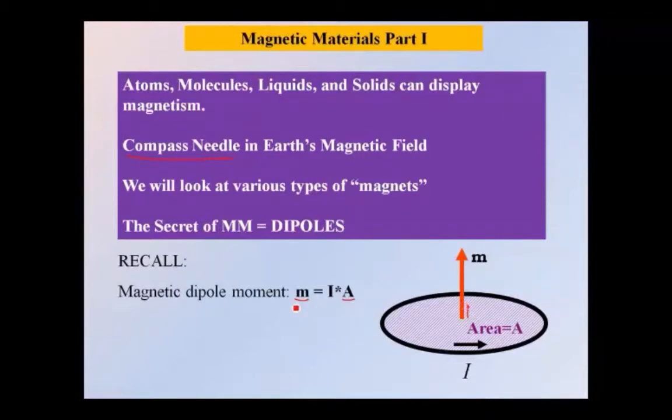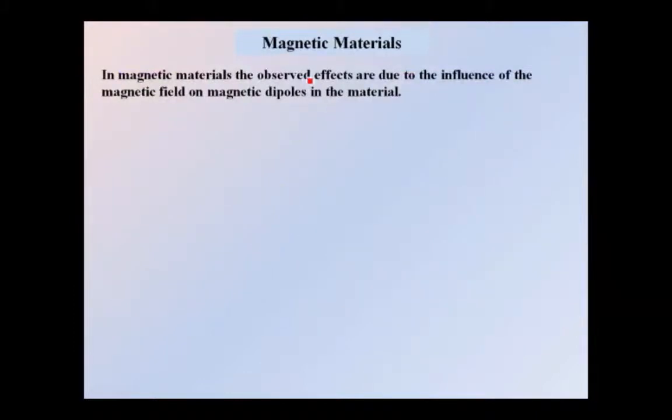We can imagine then that if we have a system with little tiny circulating currents, we would have dipole moments associated with them. So in magnetic materials, the observed effects, which may be forces or torques, are due to the influence of the magnetic field on magnetic dipoles that are in the material. And I want to emphasize that these might be permanent dipole moments, say for atoms, or they may be induced dipole moments, again for atoms and molecules. So in other words, you apply a field, you induce a dipole, which then interacts with the applied field.